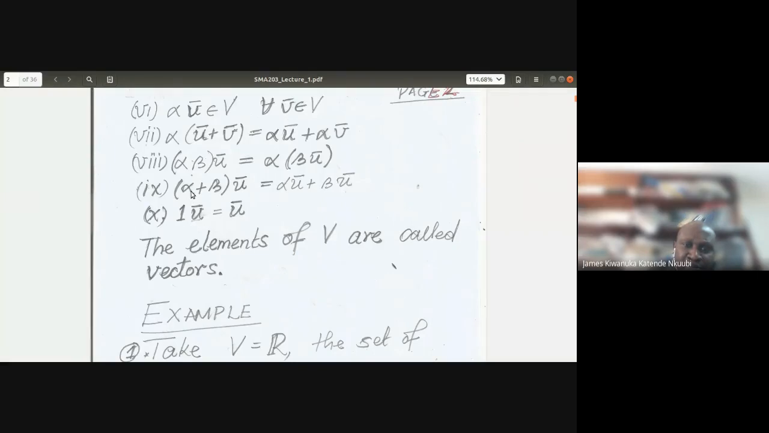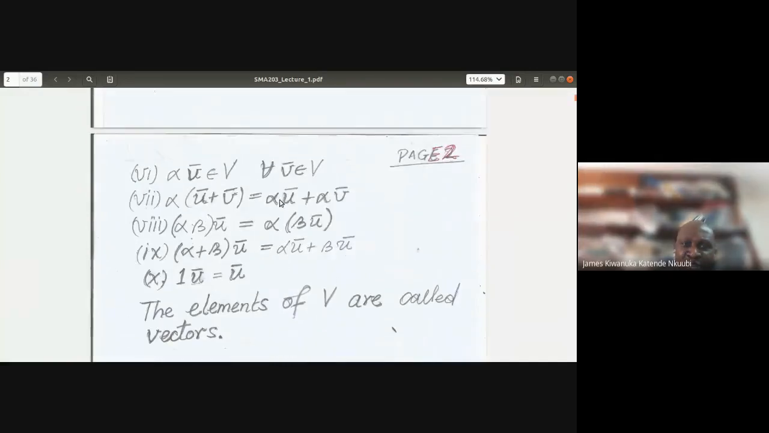So if you multiply the sum of two scalars, alpha and beta, which are numbers, by a vector, or rather, if you multiply a vector by the sum of two scalars, alpha plus beta times u, you'll get the same thing as alpha u plus beta u. So that's the same. And if you multiply any vector by 1, you should still get the same vector. So 1 times u will be equal to u.